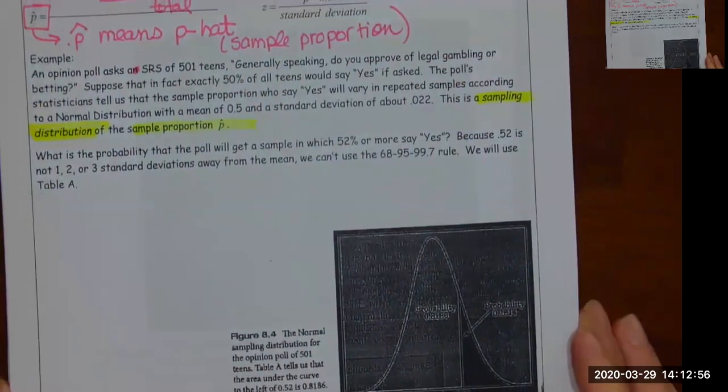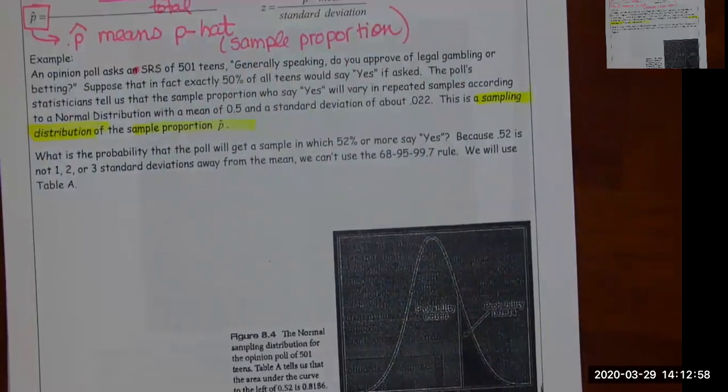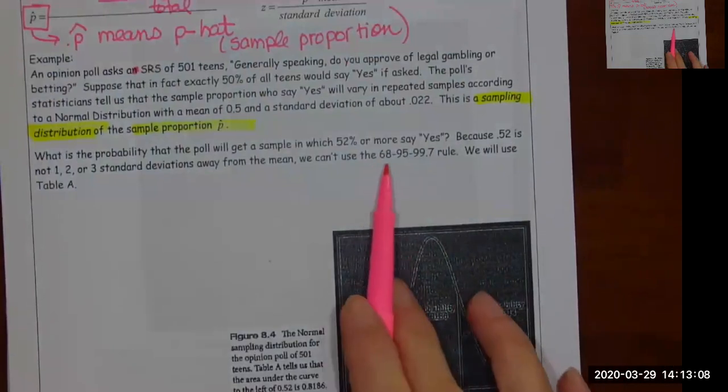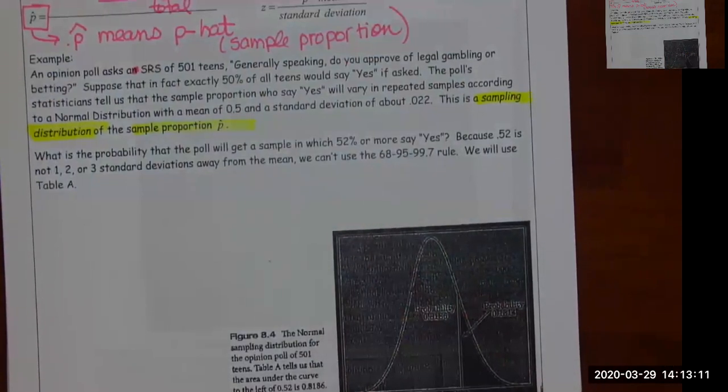What is the probability that the poll will get a sample in which 52% or more say yes? Because 0.52 is not 1, 2, or 3 standard deviations away from the mean, we can't use the 68, 95, or 99.7 rule. We will use Table A. That's a table that you have in your statistics notebook. If you don't have it, you can look it up online, just look for the normal distribution table, and it will be there for you.